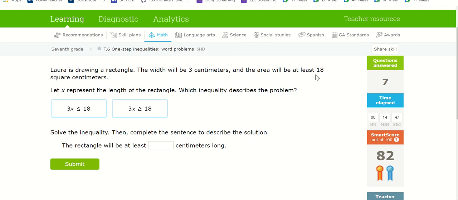But that's going to be the area. The area is at least 18. The width is 3 centimeters. Let X represent the length. Remember, we did this earlier. How do we find the area? The area is length times width.